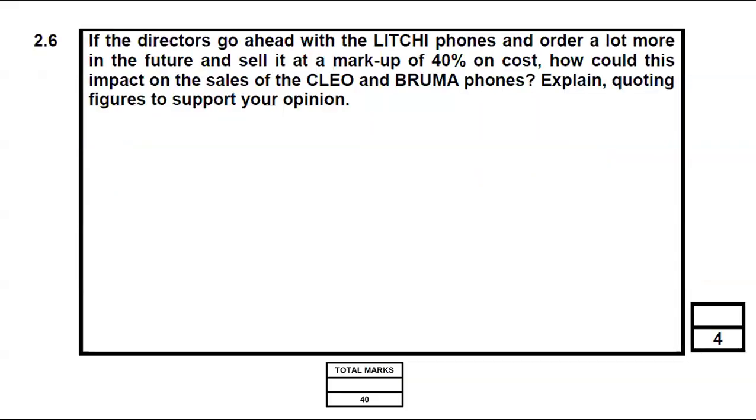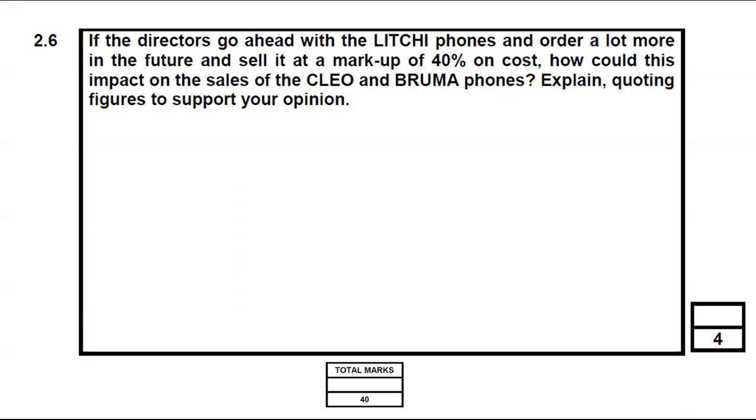If a director goes ahead with the Lychee phones and orders a lot more in the future and sells it at a markup of 40% on cost, how will this impact on the sales of Clio and Bruma phones? Explain quoting figures to support.